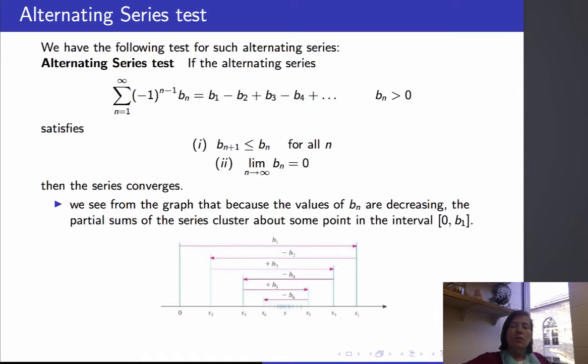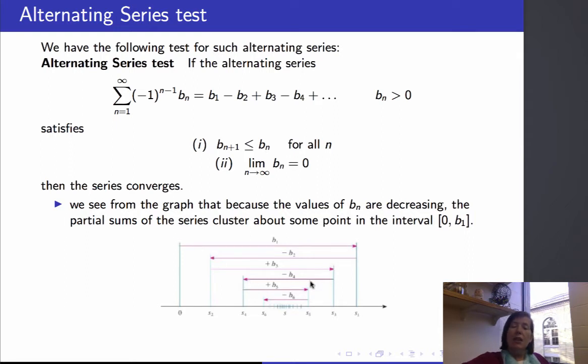Graphically you can see the reason for this. I've drawn a picture of the partial sums here. The first partial sum is just b1. The second partial sum is b1 minus b2. But b2 is smaller than b1, so I've gotten closer to the center of this interval between 0 and b1. For the third partial sum, I add something smaller than b2, so the result is less than b1 and greater than the second partial sum.